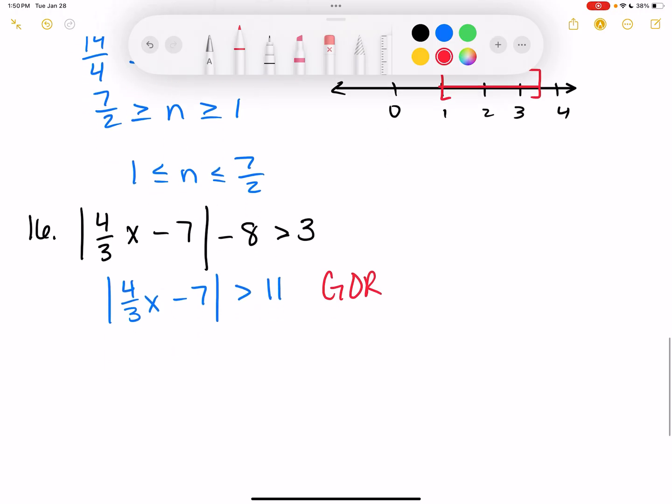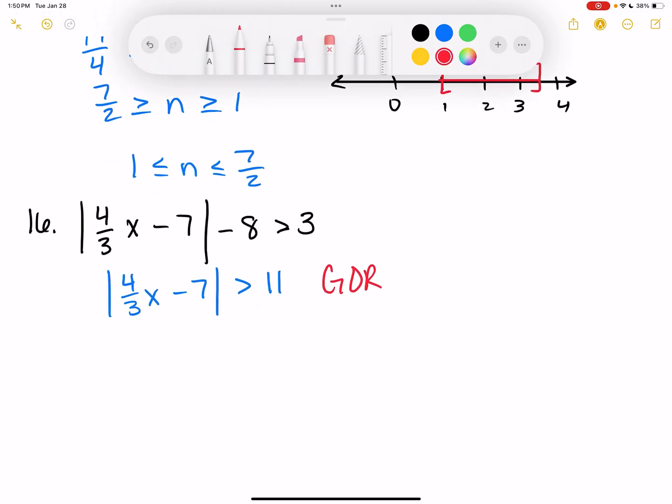To get it in numerical order, we actually need to do the negative one first. So I'm going to copy it down exactly over here on the right, and then we'll do the flipped one. I always like to do it as is first. So 4 over 3x minus 7 is greater than 11. I'm going to put or here. Then the other one, we flip the inequality and we change the sign of this number. So 4 over 3x minus 7 is less than negative 11.